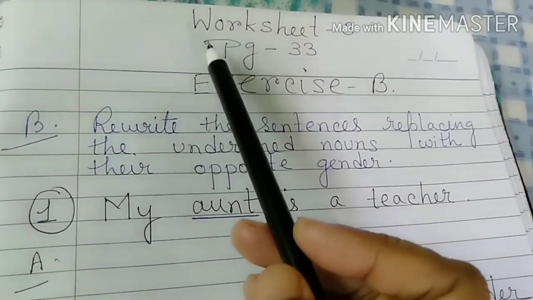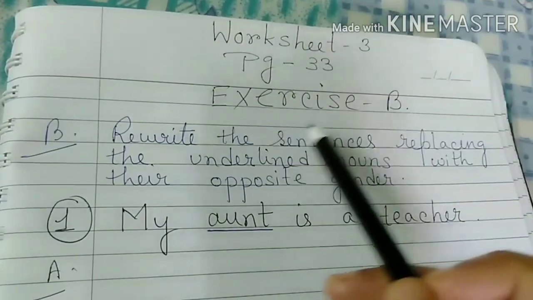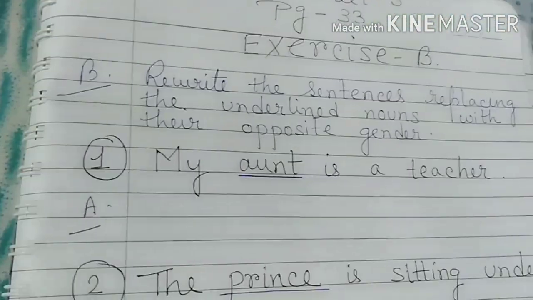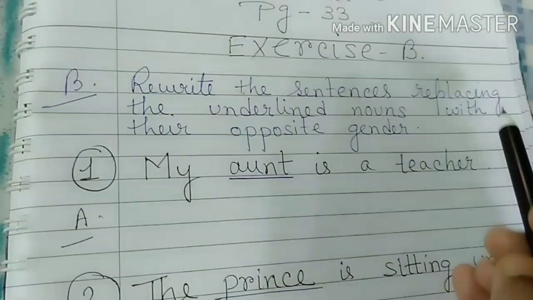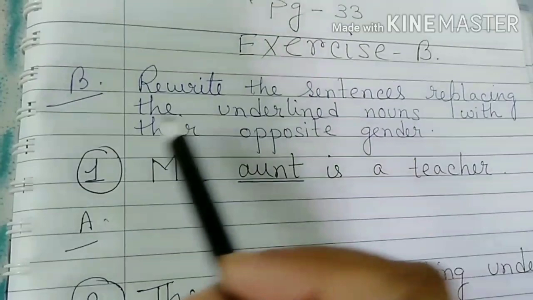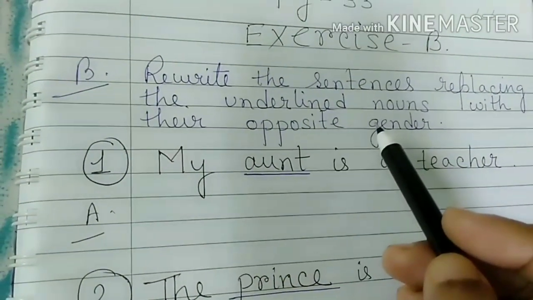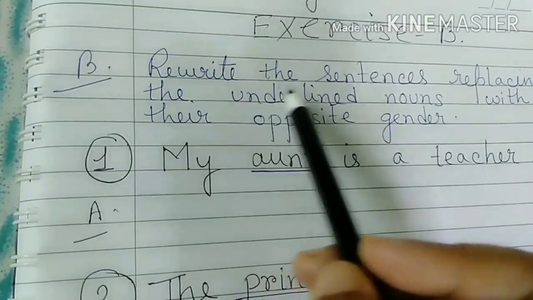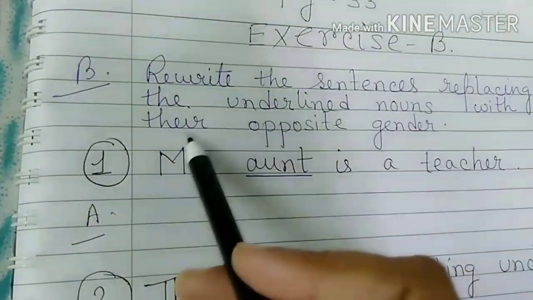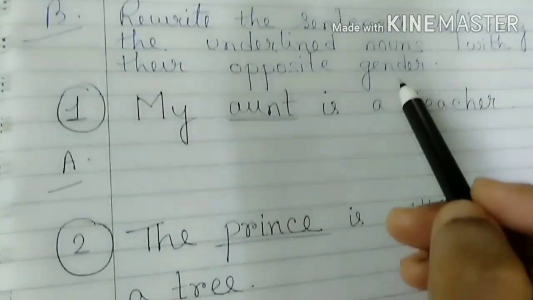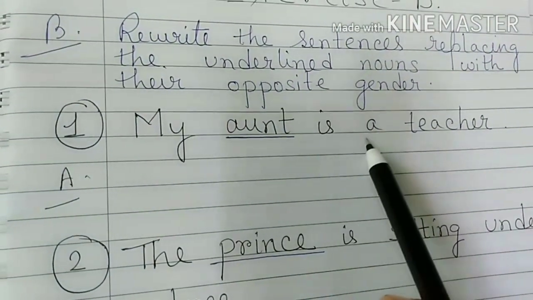Dear students, now this is worksheet 3, page number 33, exercise B. I have already discussed this type of exercise in my previous video, but still I will repeat it once again so that you can do it properly and check your answers. Rewrite the sentences replacing the underlined nouns with their opposite gender. It's just the same. Number 1, my aunt is a teacher.